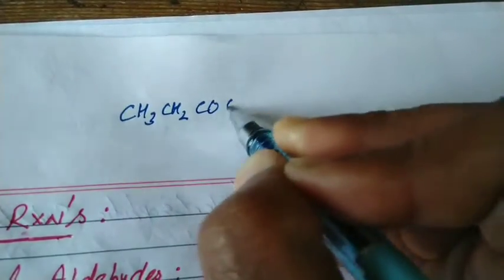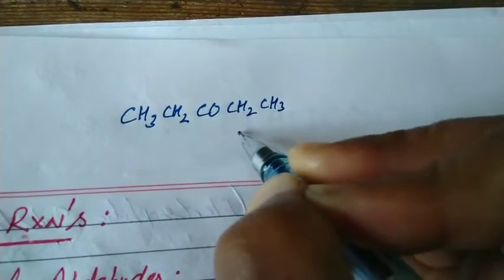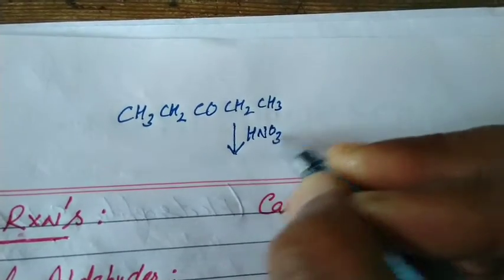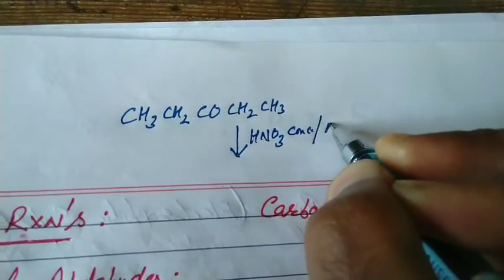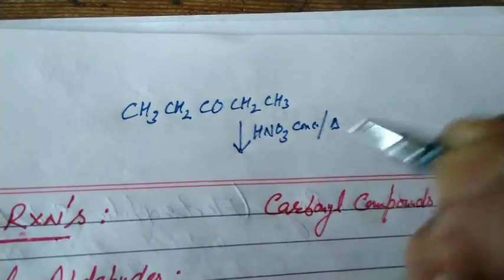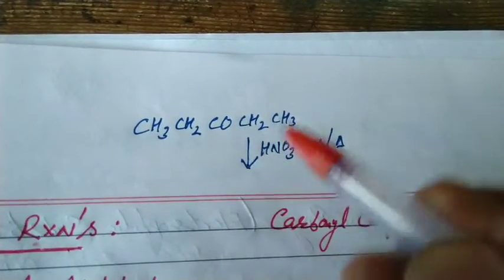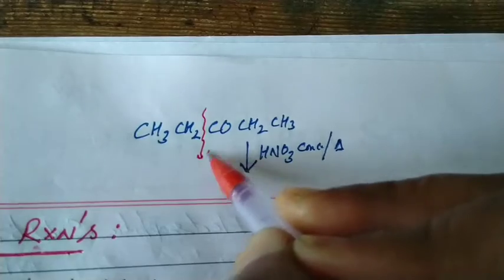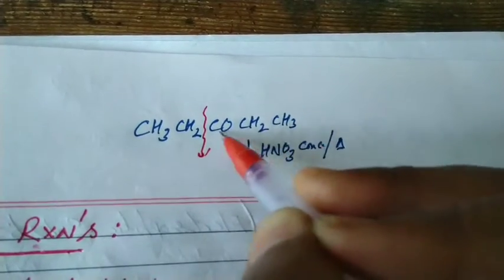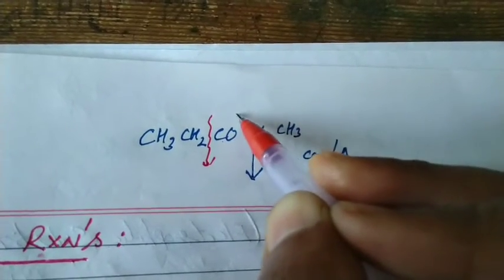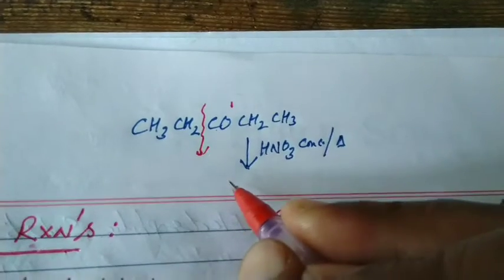Let's take another ketone: CH3CH2COCH2CH3. It is clear it is a symmetrical ketone, diethyl ketone. We will oxidize it using concentrated HNO3. At elevated temperature, breakage of the carbonyl carbon and alpha carbon bond takes place. It is a symmetrical ketone, so you may break from any end: 2 carbon ethanoic acid, 3 carbon propanoic acid. If you break from this end, again 2 carbon ethanoic acid and 3 carbon propanoic acid. What did you get?